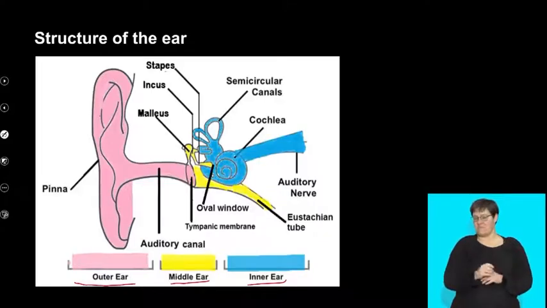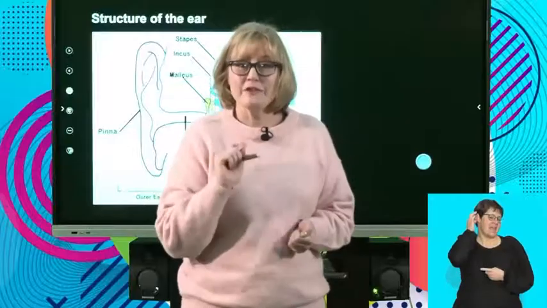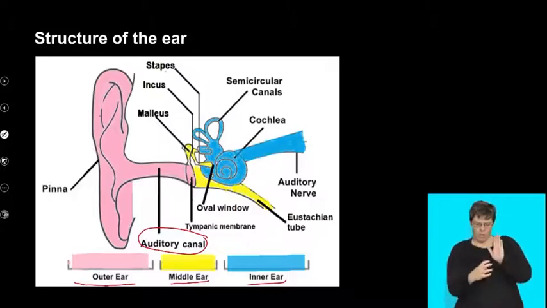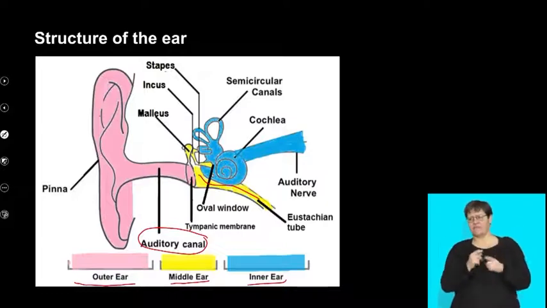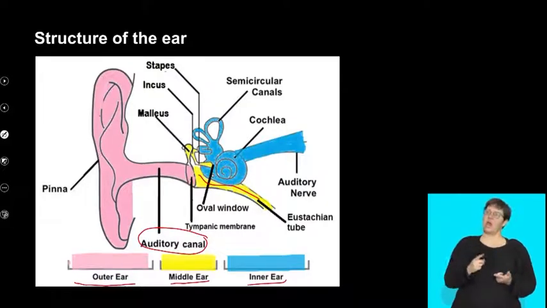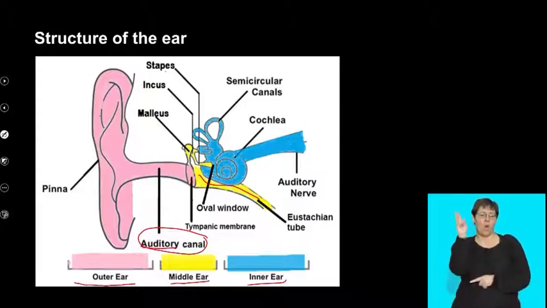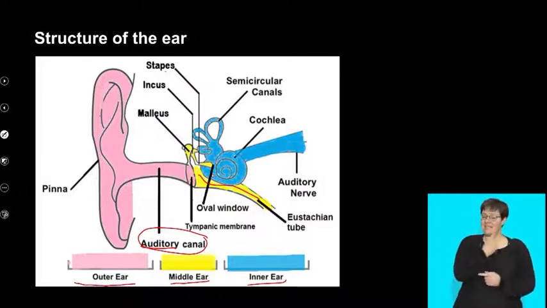Then we have our auditory canal. Now, a lot of people call this the ear canal. But if you look at this diagram, you'll see there's a canal, there's a canal, there's a canal, there's a canal. So you can't just say ear canal. You have to say auditory canal. Auditory comes from the word sound, and audio. So it means sound. So you have to call this the auditory canal.